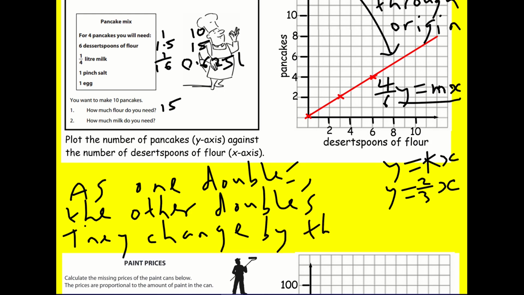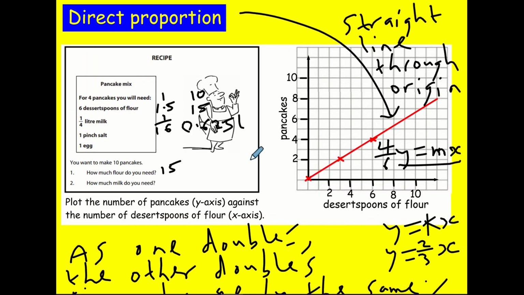Please write this down as well. So that is it. That's quite a lot of information. But we've looked at a recipe. It's a classic example of direct proportion. If I double my ingredients, I can double the amount that I get out. In this case, pancakes. I get a line y equals mx or y equals kx that describes the straight line that I get that goes through the origin.